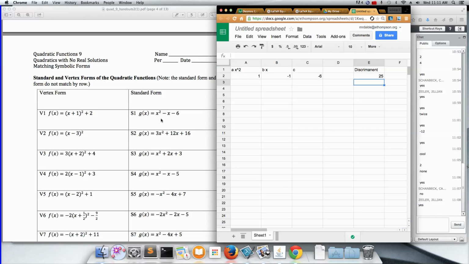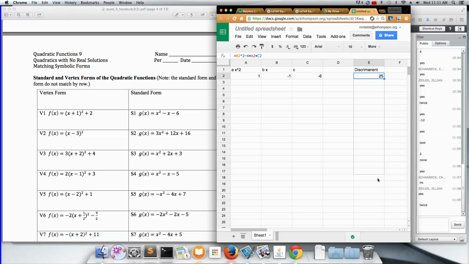See this graph right here. Do you expect this graph to cross the x-axis twice, once, or 0 times? I'll give you a hint. The discriminant is positive 25. Twice. Very good. Awesome. And we could put it into the quadratic equation and figure it out, but essentially, all I really want to know is, does it cross twice, once, or whatever?